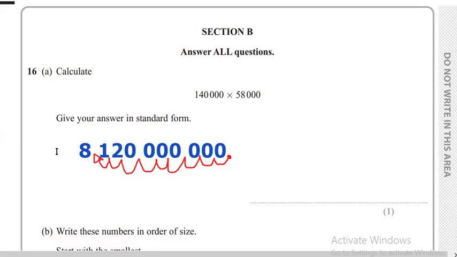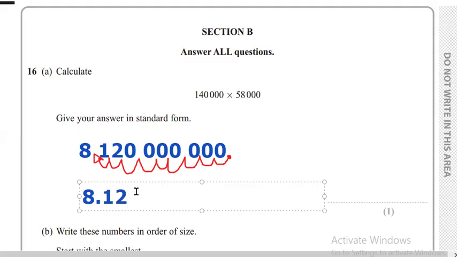So the final answer is, I write the number again, 8.12. Now, the zeros here, they don't count or they're not important because there's no number after them. So they will be removed. Even if you write them in the calculator and push equals, they will be removed. Now, this is a standard form, a number between 1 and 10 multiplied by 10 with a power.